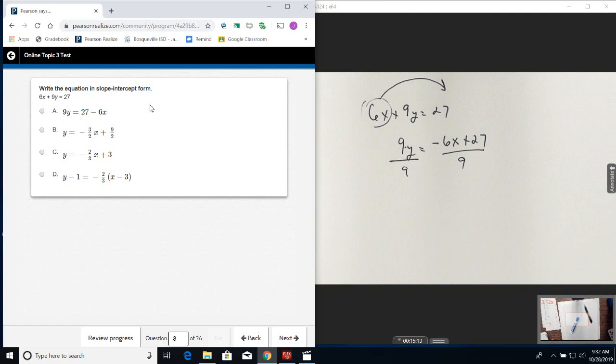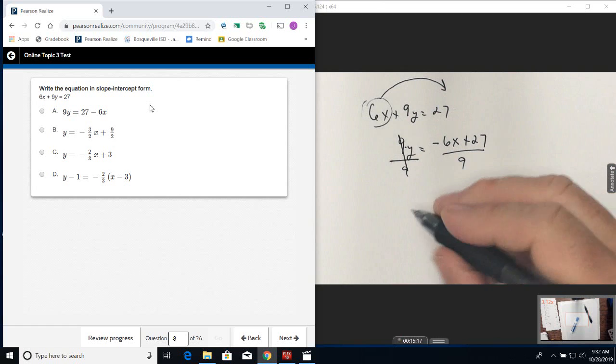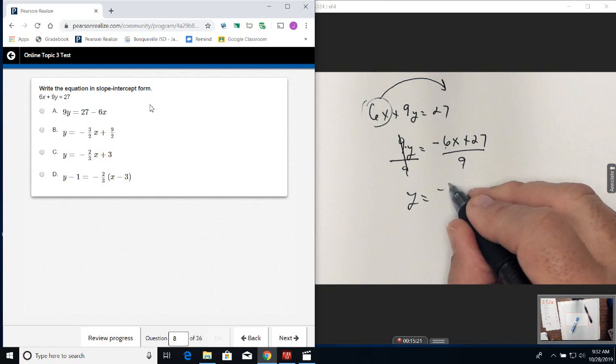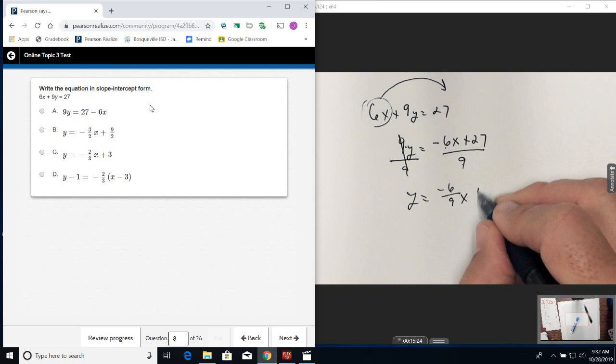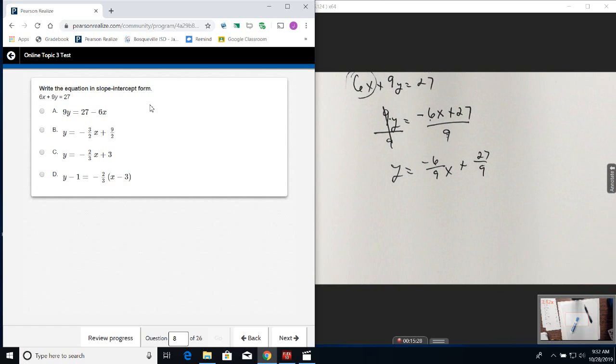So y on the left side is by itself because 9 divided by 9 is 1. 1 times y is y. And then I have to divide each of these terms by 9. So this would be negative 6/9 x plus 27 divided by 9. And then reduce that if I can.